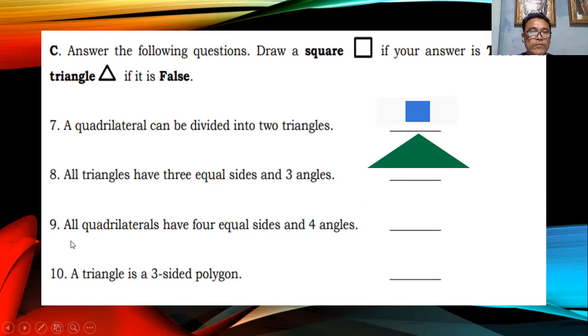Number 9, all quadrilaterals have 4 equal sides and 4 angles. Your answer is false. Not all quadrilaterals have 4 equal sides. It has 4 sides but not equal sides, and 4 angles. The number 10, a triangle is a 3-sided polygon. True.